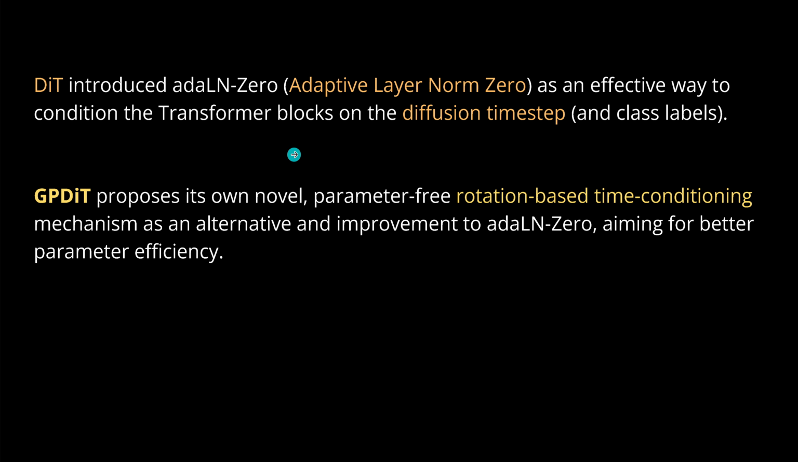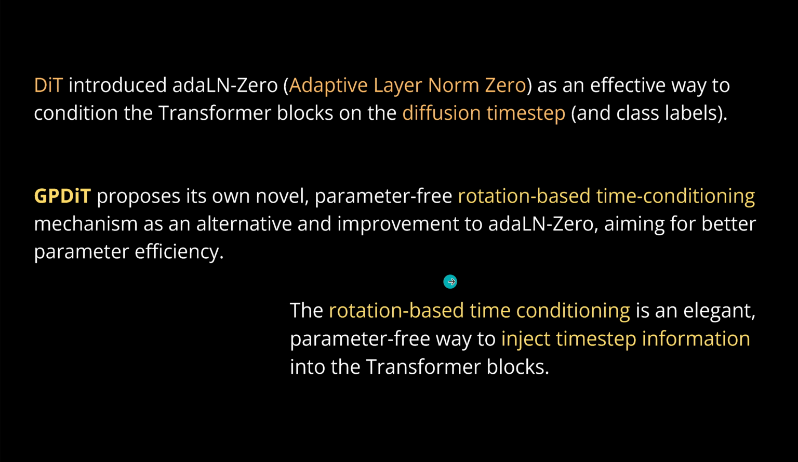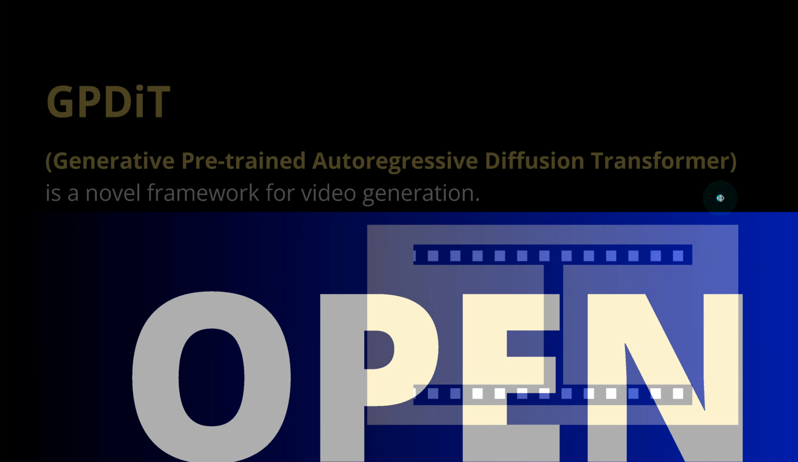Because in GPDiT, we use now a rotation-based time conditioning, and I will explain exactly why we have this beautiful simplification of a parameter-free rotation-based time conditioning. And it is just an alternative, but it is faster. It is an improvement to our adaLN-zero, and we have a better parameter efficiency. So if you want, this rotation-based time conditioning is just a way to inject time step information into the transformer block. I think this is the simplest information I can give you. So if you're interested, hey, let's open up the video.